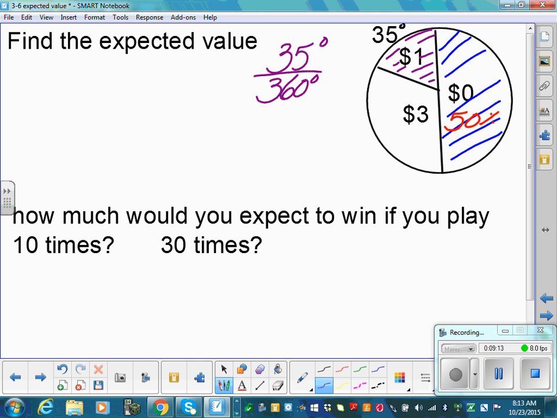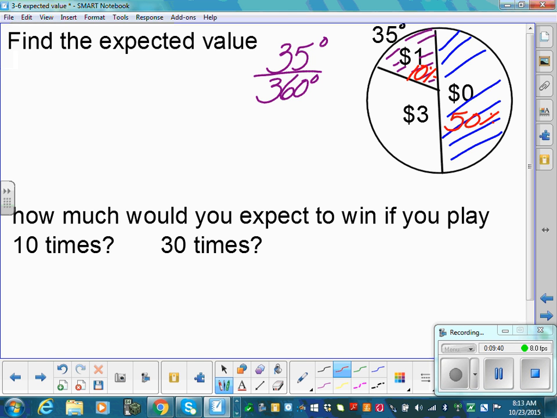0.97. So let's round to the nearest whole percent. So let's do 10%. Yeah, very good. So this is a 10% chance of landing in this purple section.